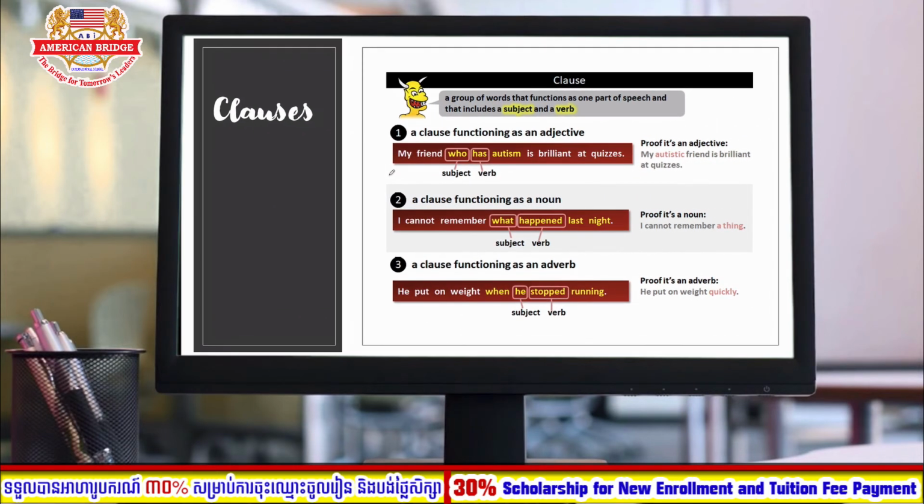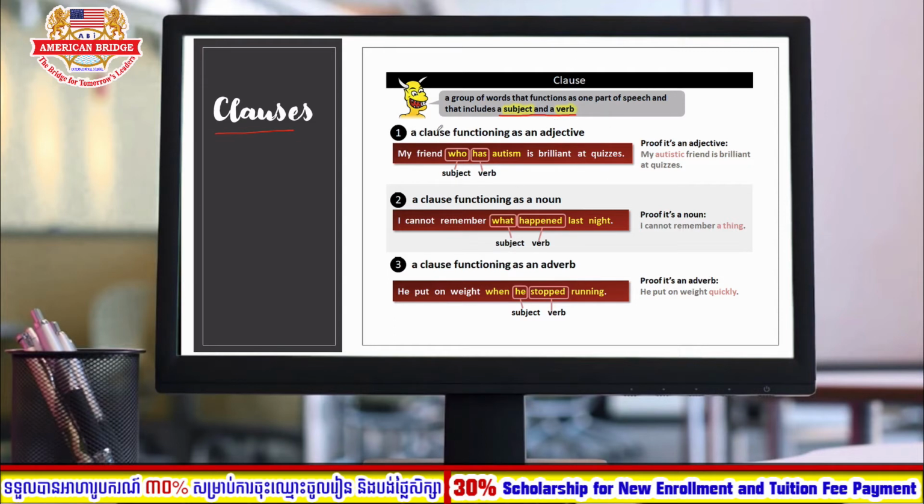To understand better the function of the conjunction, we need to understand the word clause. So what is a clause? A clause is a group of words that functions as one part of speech and that includes a subject and a verb. Again, a clause refers to a group of words. Again, we focus on the subject and a verb. In a sentence, if there's a subject and a verb, it is called a clause, but it functions as one part of speech. The subject and the verb function as one part of speech.